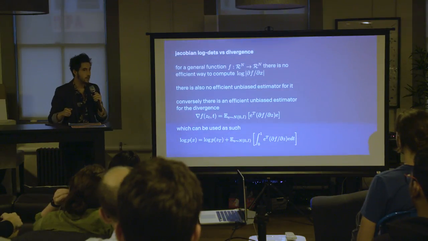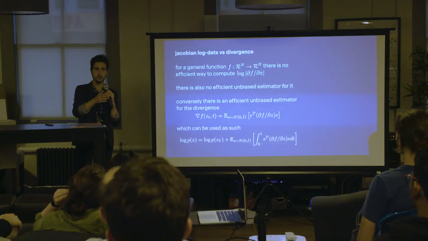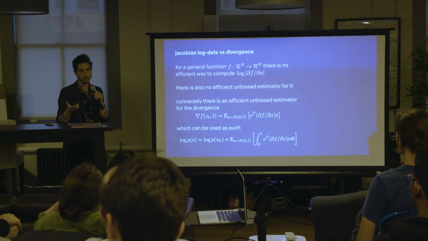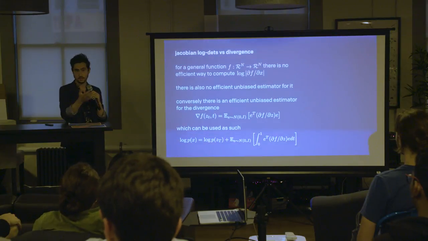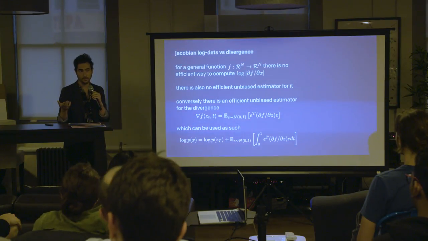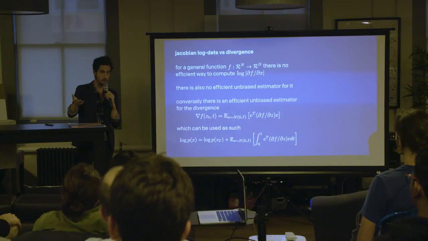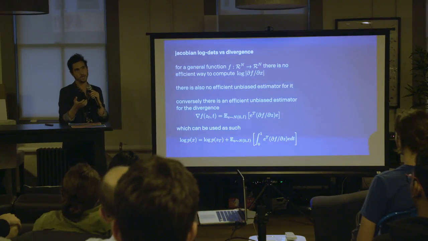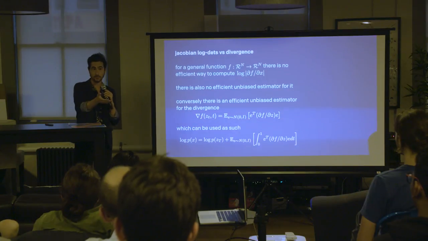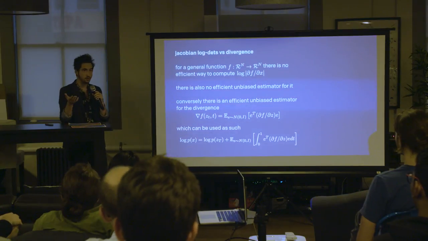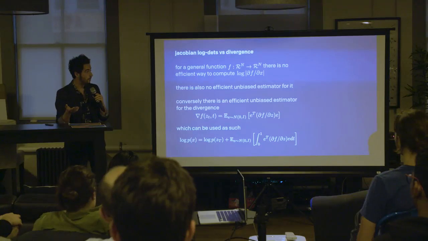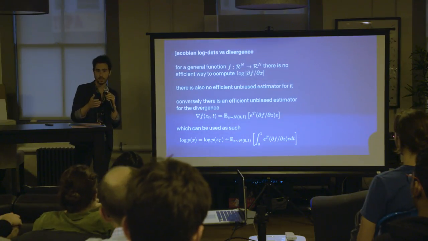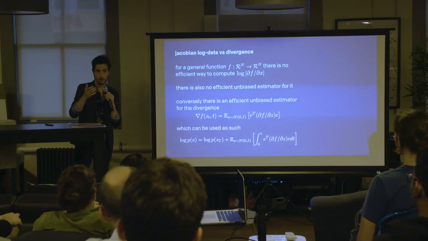Specifically, in general, if we have an arbitrary function that goes from R^n to R^n, then computing the log determinant of the Jacobian works in n cubed time once we have the Jacobian, which is also challenging to compute. There's really no efficient way to estimate this, and no efficient unbiased estimator. But with the divergence, we can actually produce an efficient unbiased estimator just using automatic differentiation.